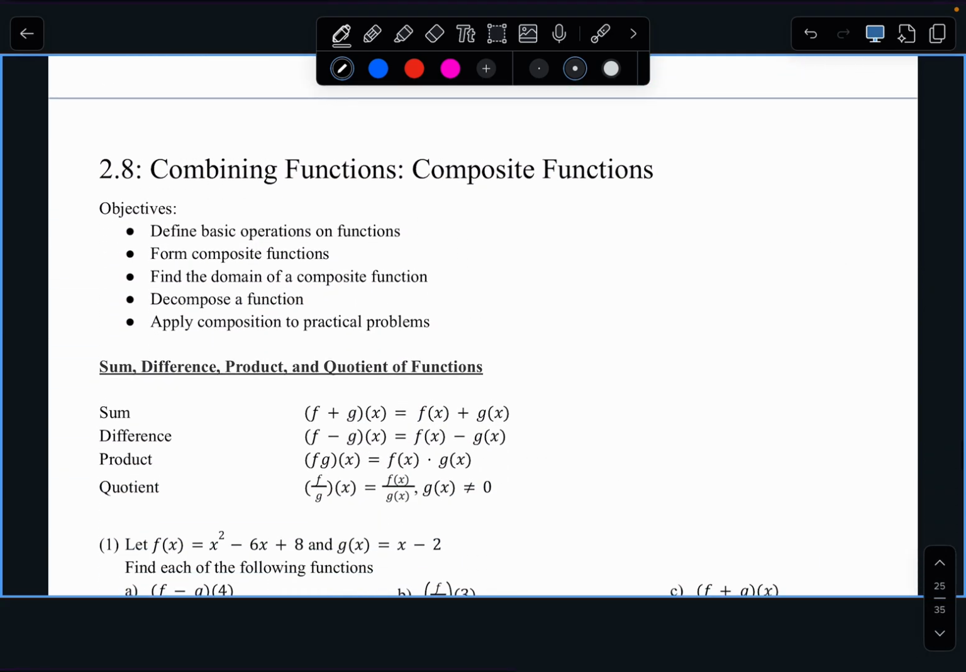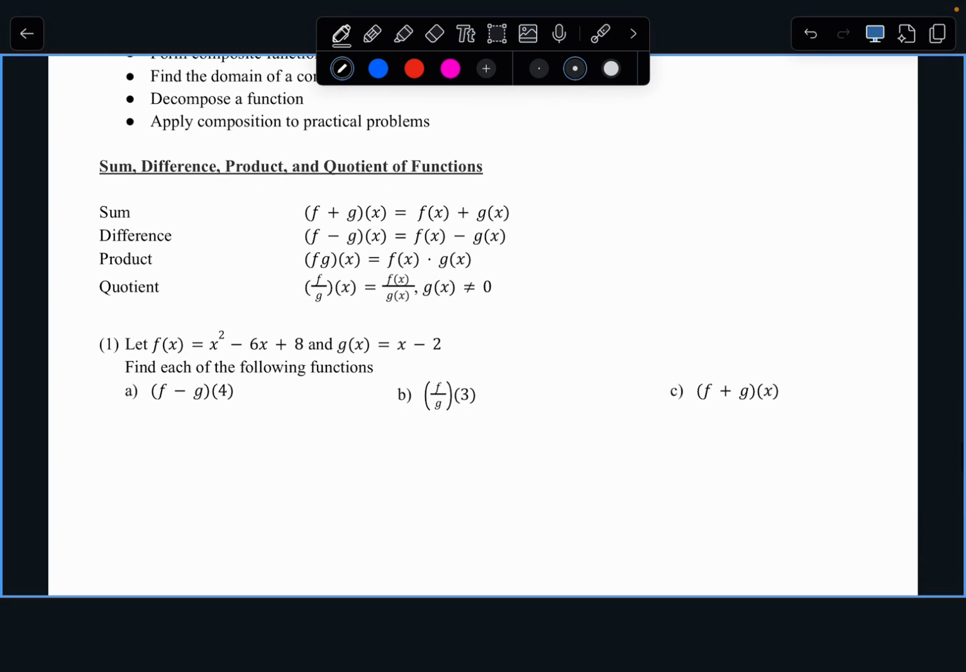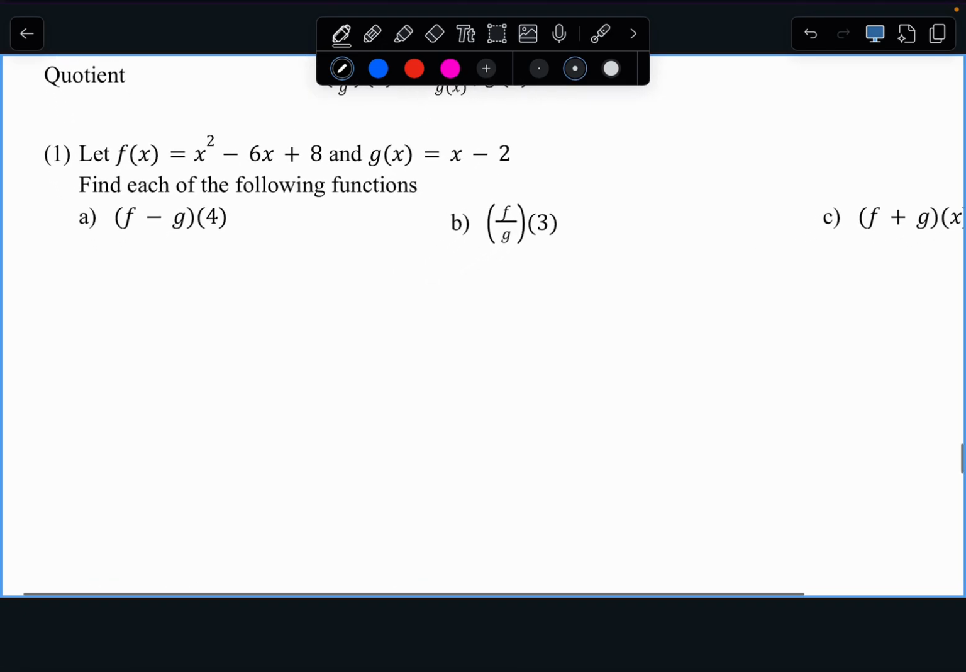All right. 2-8, combining functions and composite functions. I'm going to skip the definitions piece. I've got f of x and g of x. There's 2 functions here. If I want to do f of x, or f minus g of 4, this means take the function f, plug in 4, and subtract g and plug in 4.